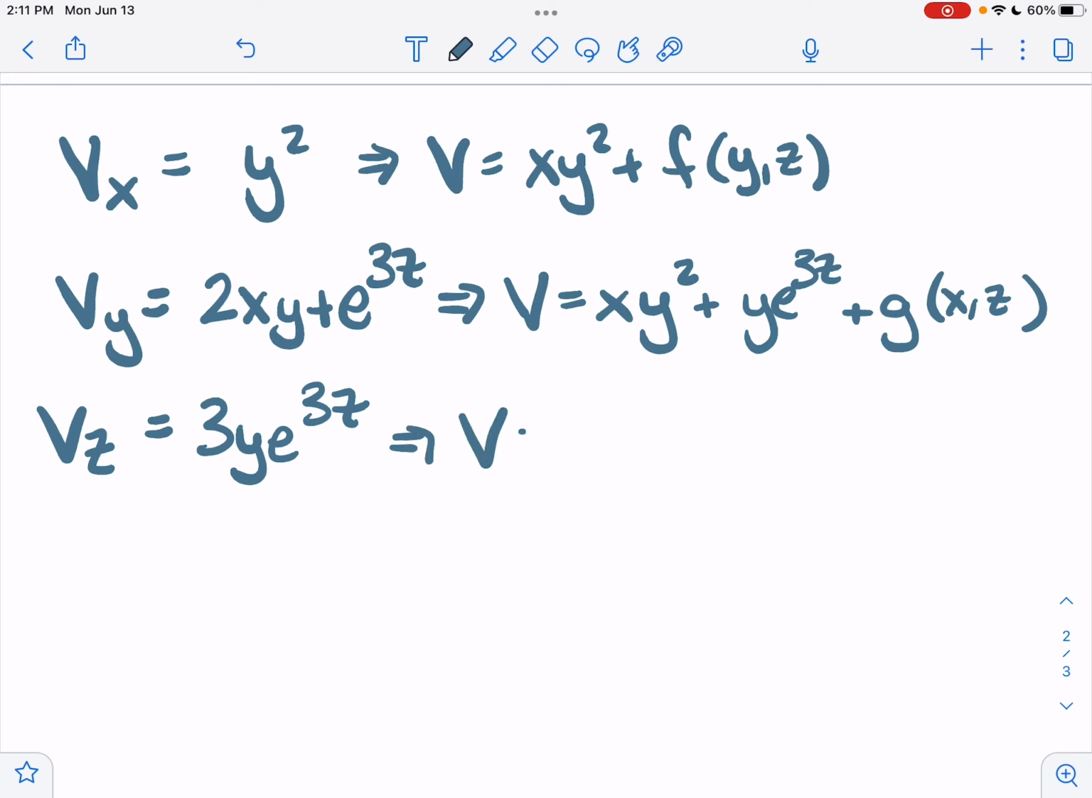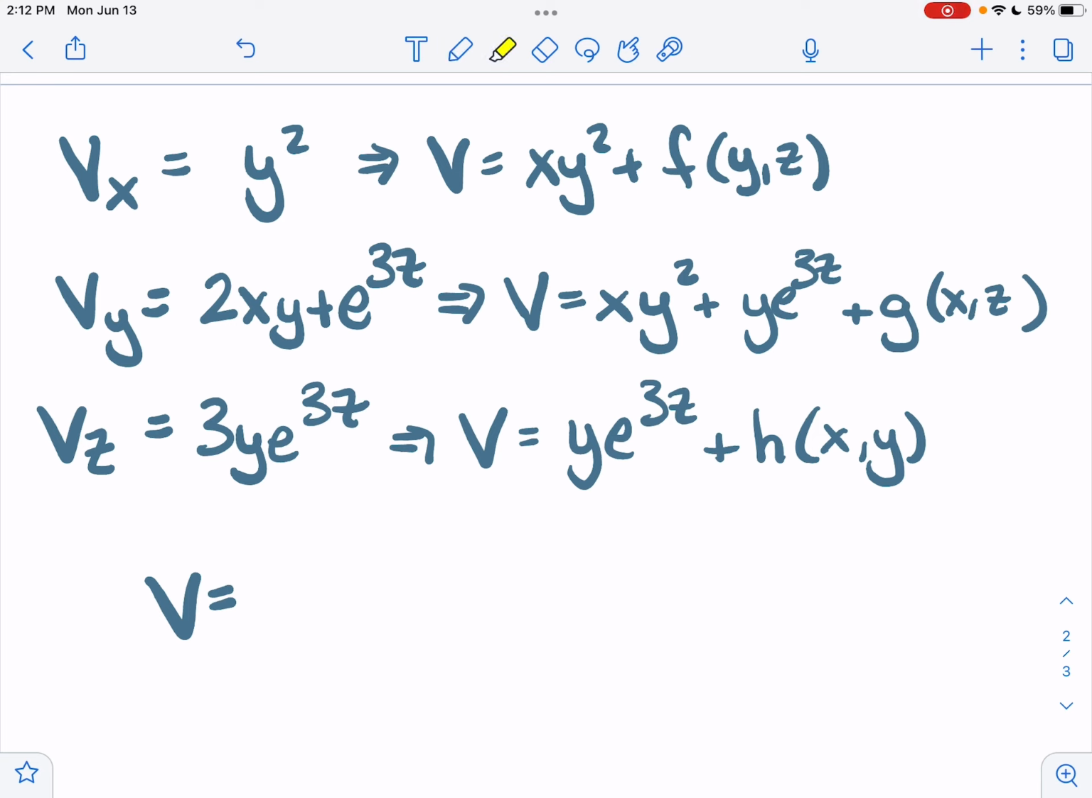And then we integrate the third, v sub z, with respect to z, and we will get, since the integral of e to the 3z is 1/3 e to the 3z, y e to the 3z, and then we could have some combination of x and y still there. So we put everything together, looking at the things that are similar. I've got an xy squared for sure. I've got a y e to the 3z, and that's it. That y e to the 3z is the f of yz in the first one. The xy squared is this h of xy, and this g of xz is just a 0 for this case.